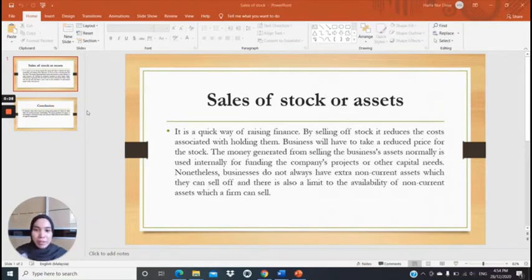The money generated from selling the business asset normally is used internally for funding the company's project or other capital needs. Nonetheless, businesses do not always have extra non-current assets which they can sell off, and there is also a limit to the availability of non-current assets which a firm can sell.